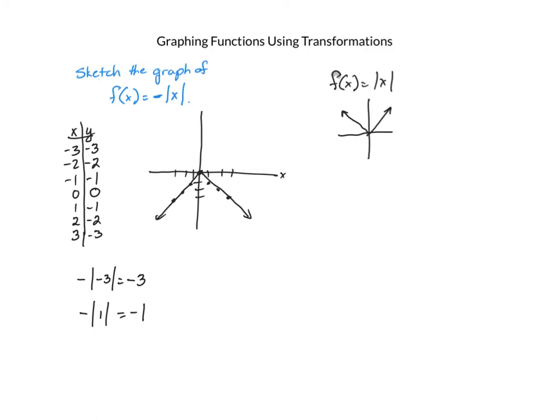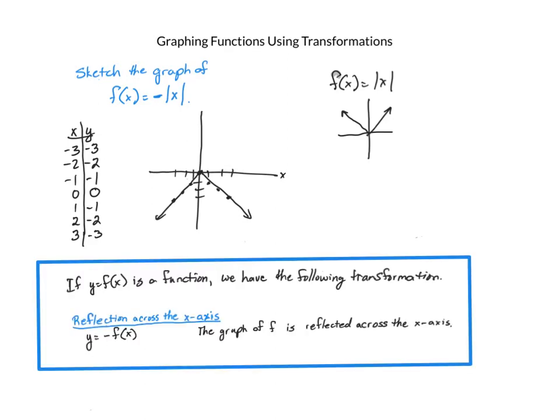And in fact, that will be the case for any function. If you put a negative in front of your parent function, the graph will be reflected across the x-axis. Let's write that in general. If y equals f of x is a function and we know what its graph looks like, then y equals the opposite of f of x can be graphed simply by reflecting the graph of f of x across the x-axis.